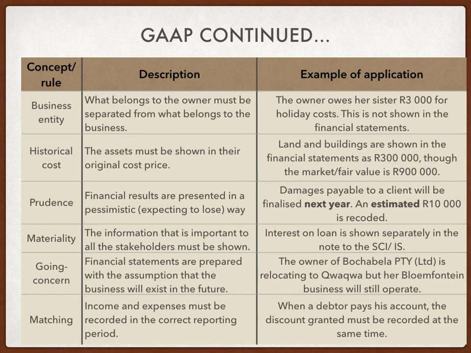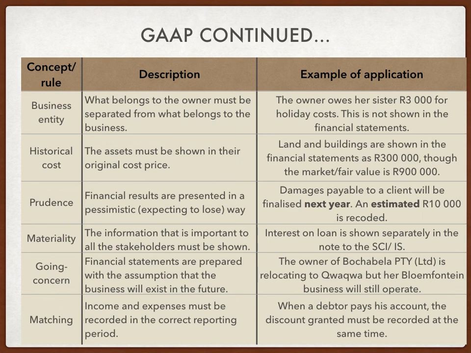We then have the going concern. According to this, when we prepare our financial statements, we do so with the assumption that we will continue to exist in the future or in a foreseeable future. For example, the owner of Bochabela Pty Limited is moving to QwaQwa, but her business will still operate. This means her moving away from Bloemfontein does not prevent the business from existing.